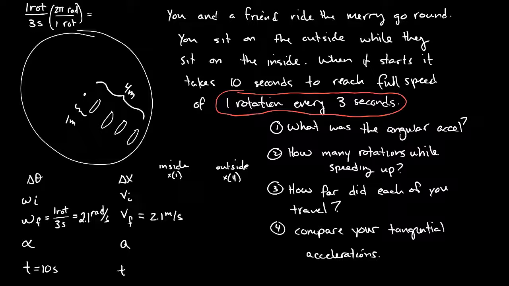And then I could take my 2.1, multiply by 4 meters, and get 8.4 meters per second for the outside person. Right? There's 2 people, they have 2 different linear speeds. This person and this person. The linear speed is the angular speed times the radius.